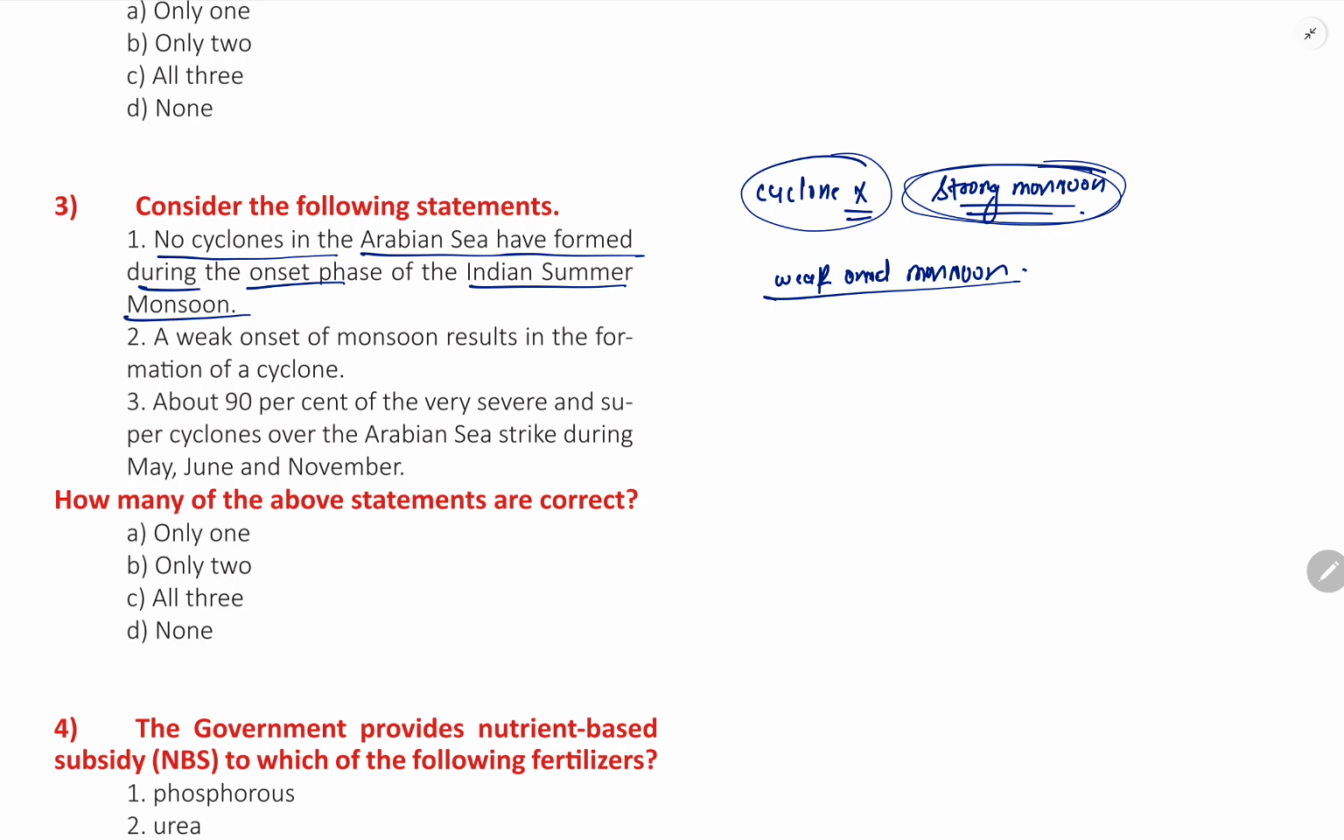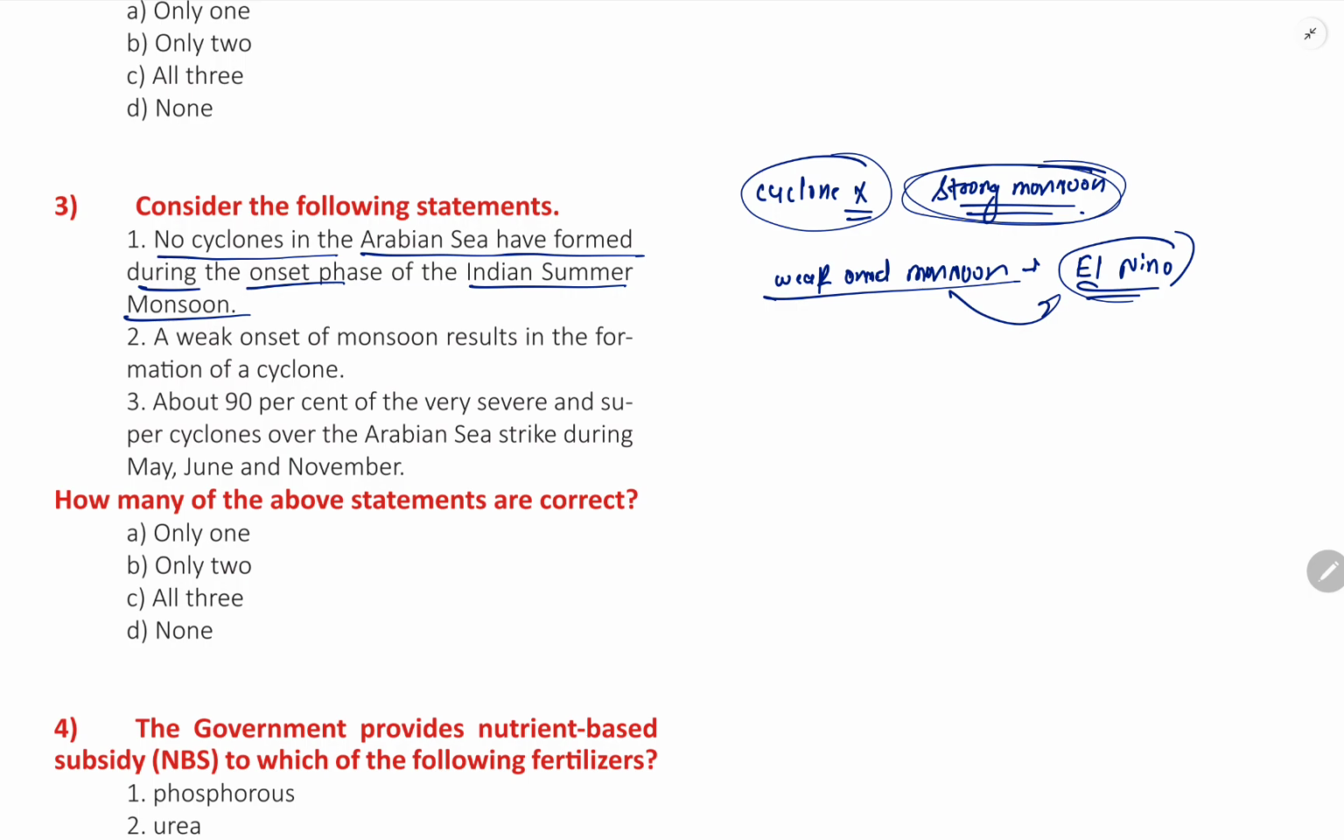Okay, as you know, this year there's a weak onset of monsoon. Why is there a weak onset of monsoon? Because this time we are having El Nino. Okay, El Nino. Because of the El Nino, there's a weak onset of the monsoon.